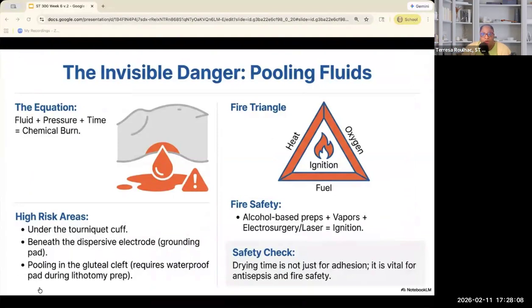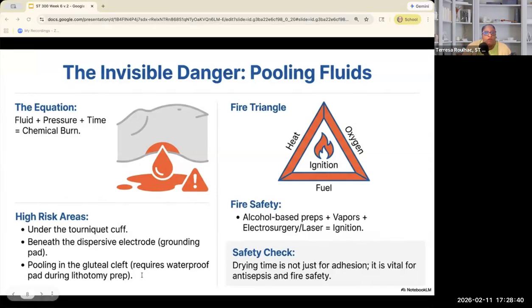Other things that we look for. Okay. You may be set up and you may even break scrub. It'll make sense once you get in lab, but you may break scrub and be asked to help move a patient, do different things. When the prep is done, they're always checking for pooling. Pooling is any fluid that has accumulated and not been dried from the prep.